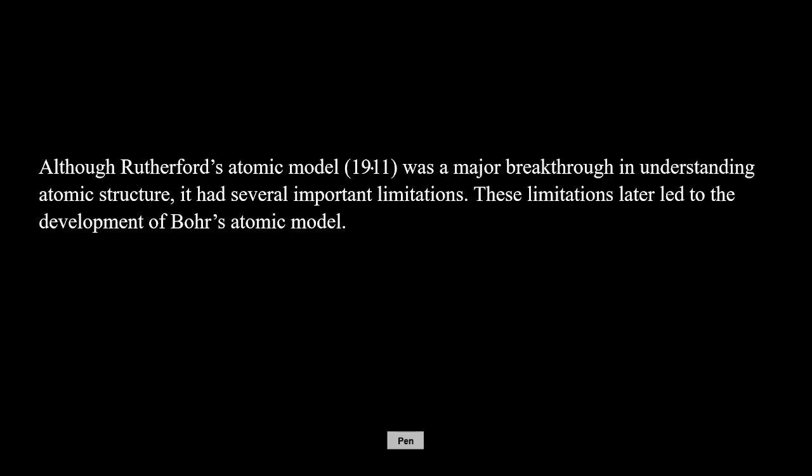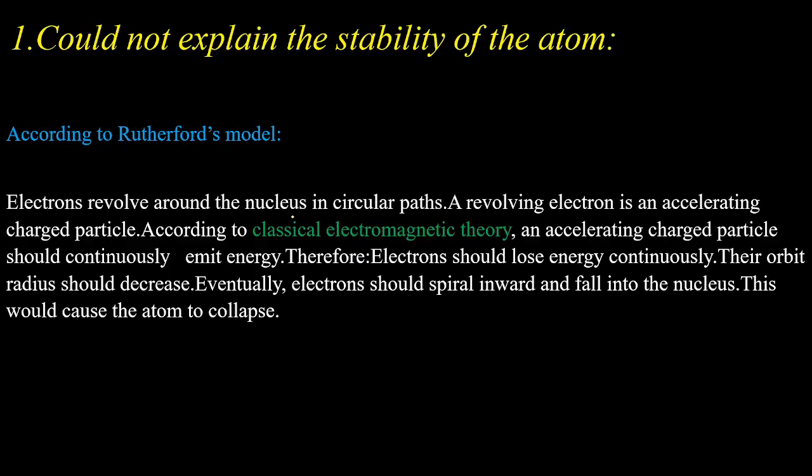Rutherford in 1911 gave his famous atomic model. Though it was a major breakthrough in understanding atomic structure, still it had several limitations. These limitations later led to the development of Bohr's atomic model. Among the various types of limitations, the first point is: Rutherford's atomic model could not explain the stability of the atom.